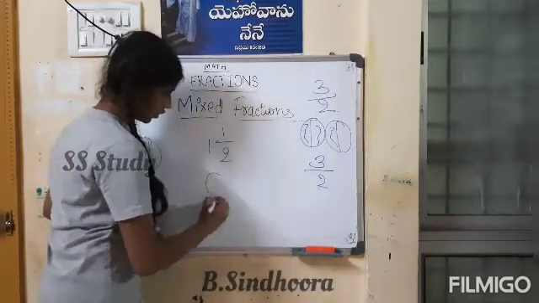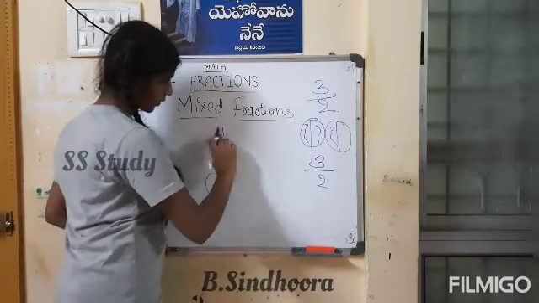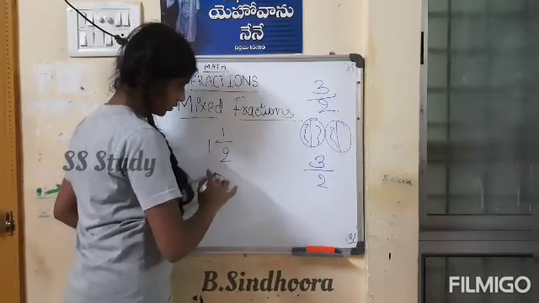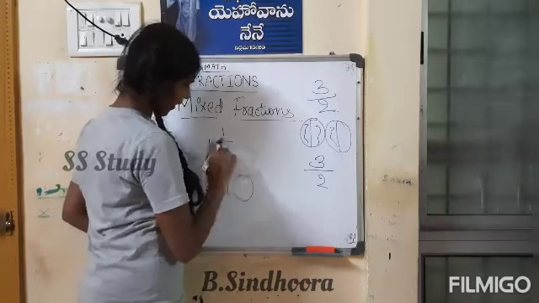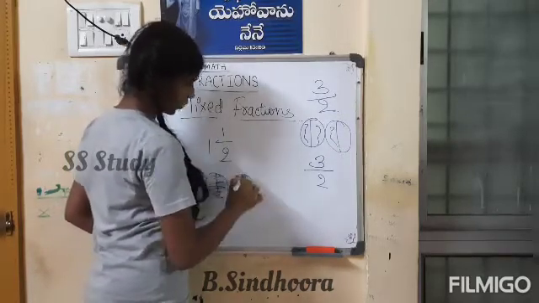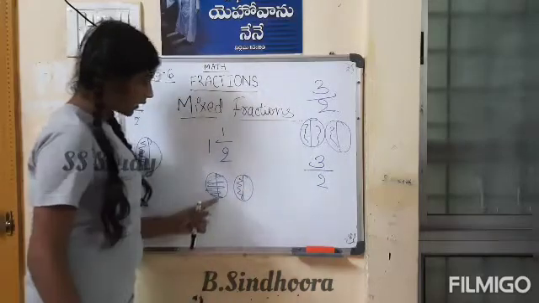See, 2 you can't draw. 1 means whole. You need to take this whole. Means 2. Then 1 by 2. This is the whole part. Then 1 by 2. Done. Whole totally.